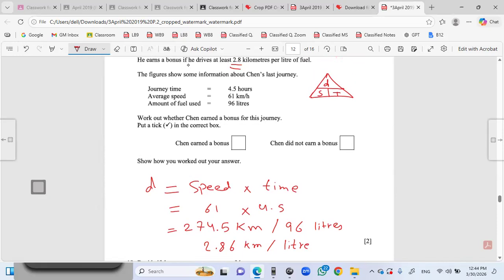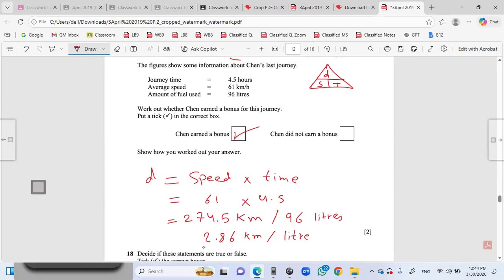They told you he earns a bonus if he drives at least 2.8. Mister, he drove more than 2.8. They said at least 2.8, which means 2.8 or more. So he earns the bonus. Show your working. Here you go. I found that he gets 2.86 kilometers per liter.